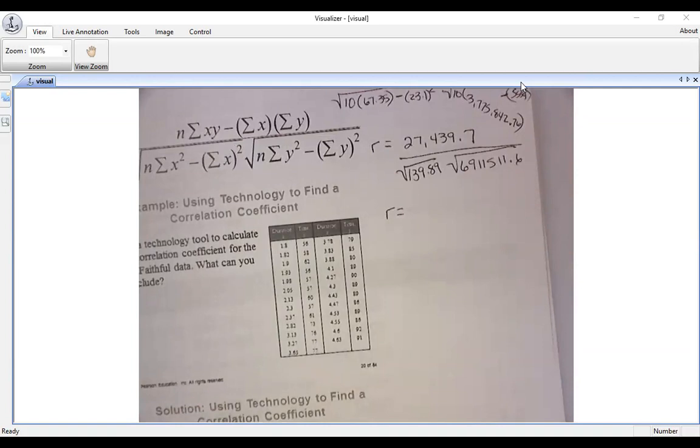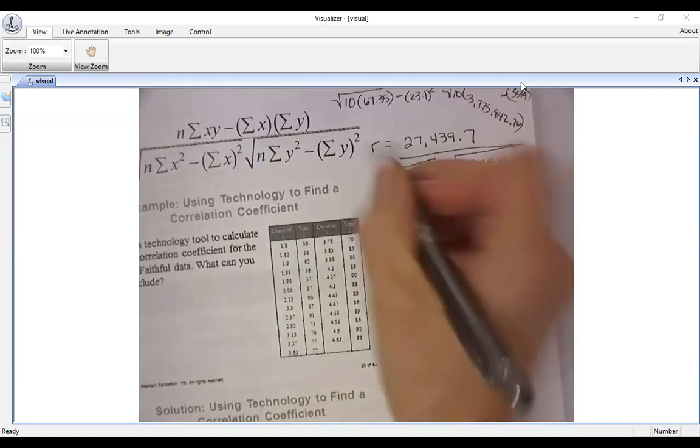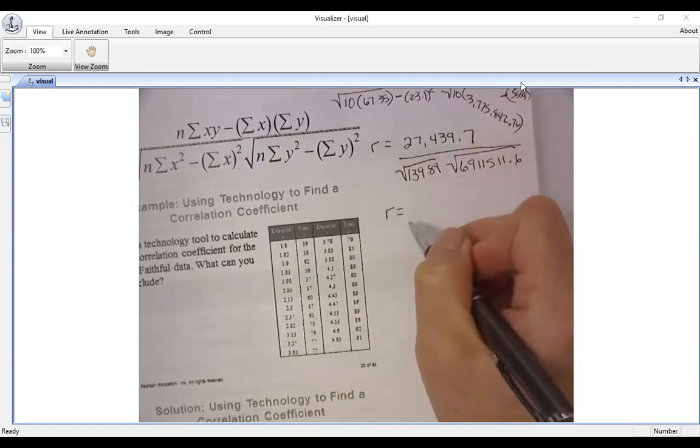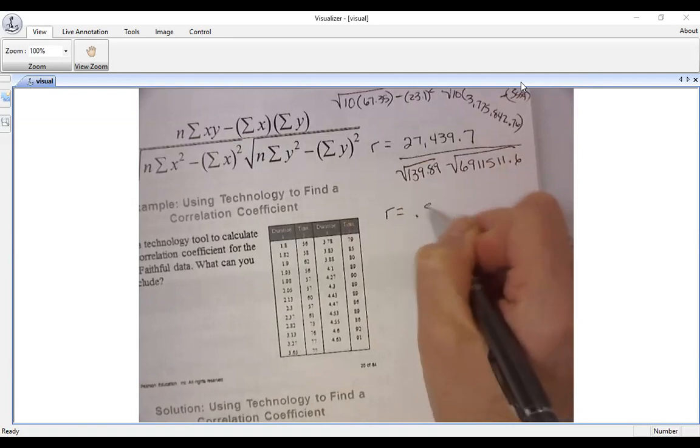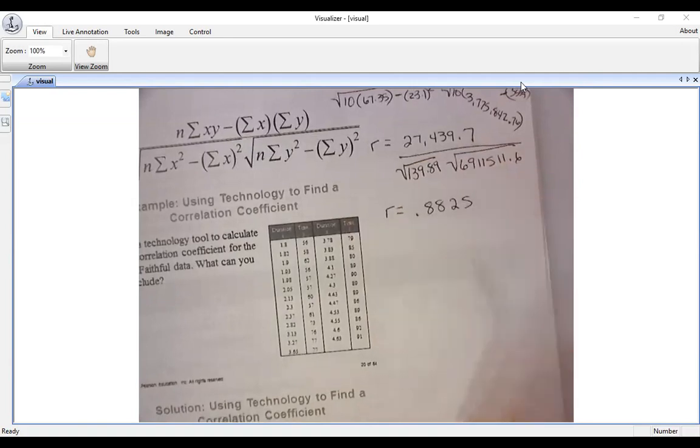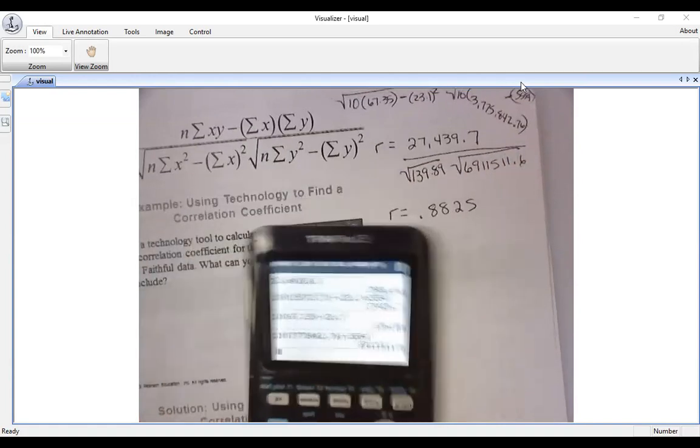I want you to use your calculator. You're going to come up with a number for R. Now remember, R is supposed to be a number between what and what? Between -1 and +1. So let's see what you get when you calculate this R value. 0.88. And let's go 4 places to the right. So you said you got 0.8825. Are y'all getting that? We have to make sure our calculator skills are solid.